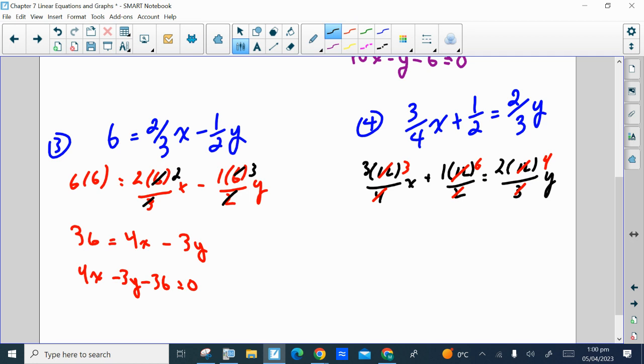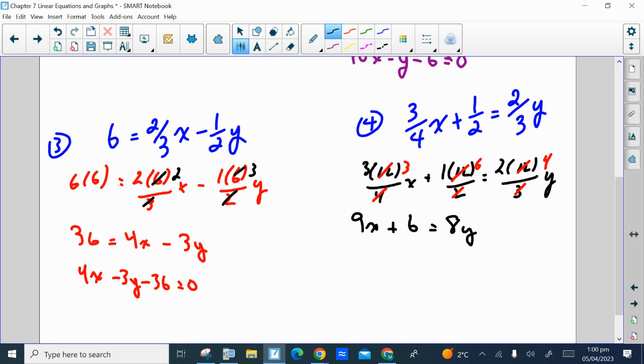If you multiply out what's left, you have 3 times 3, which is 9x, plus 1 times 6 equals 2 times 4, which is 8y. We've gotten rid of our denominator, so now we just need to make it equal to 0. Remember, you always want your x term to be positive, which it is.